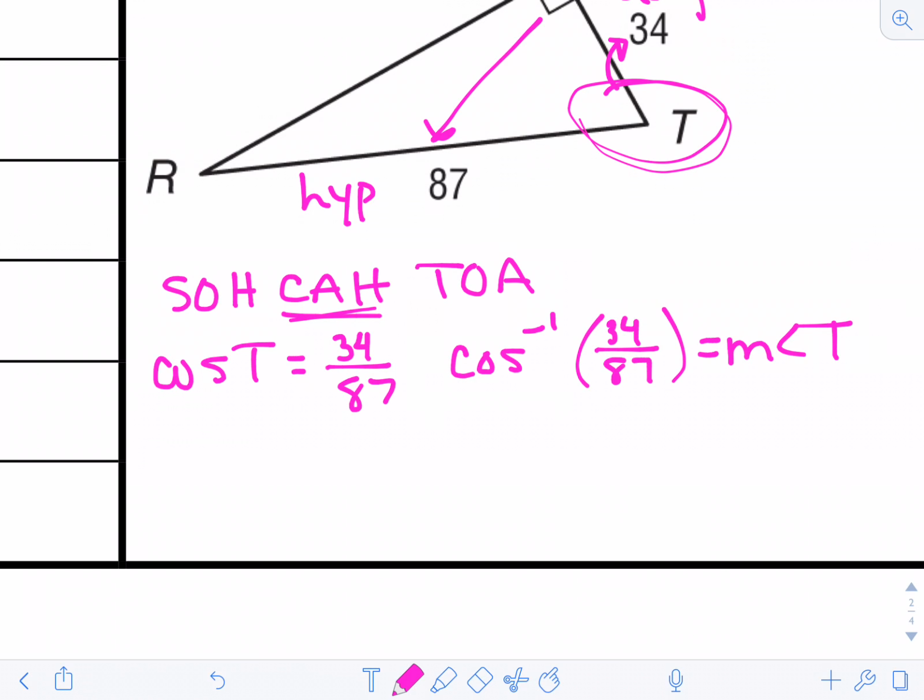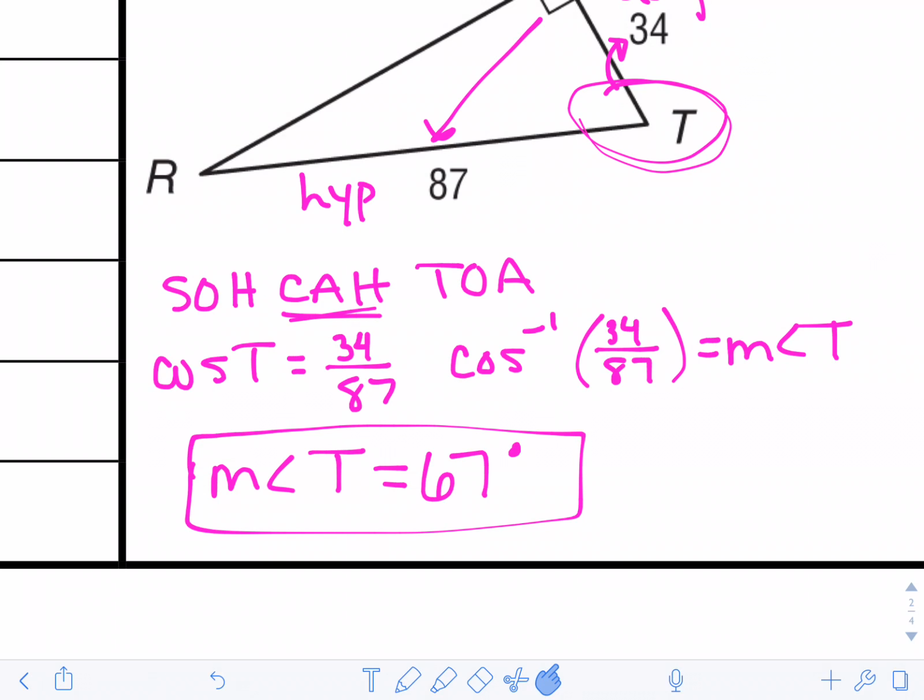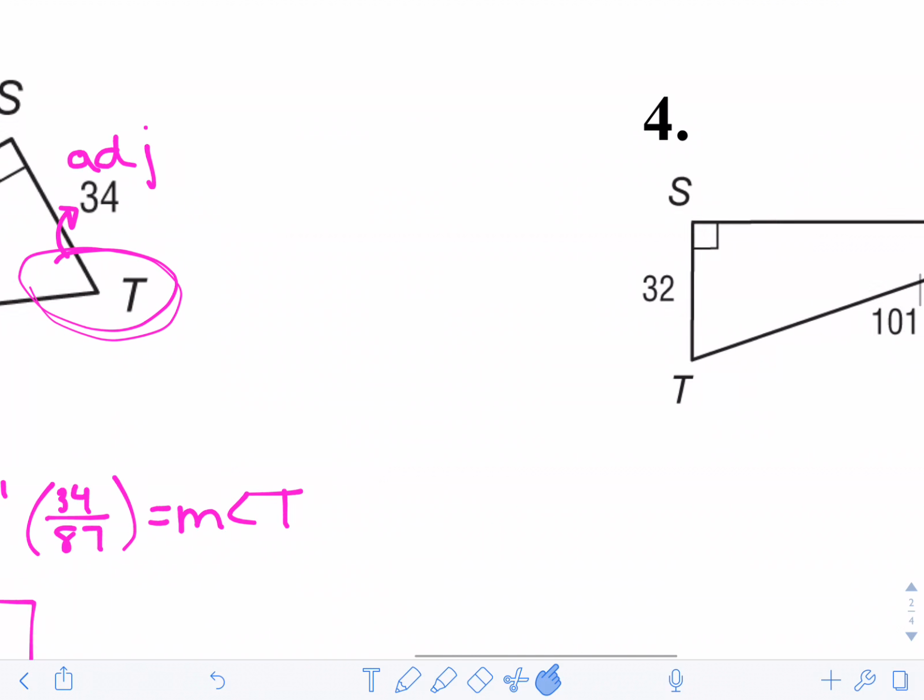Again, if you're not getting the correct answers, make sure your calculator is in degree mode. Whenever you do this, you should get that the measure of angle T, when we round it, is going to come out to 67 degrees. And again, you can always pause this, rewind it, all that stuff while you're typing in the calculator.